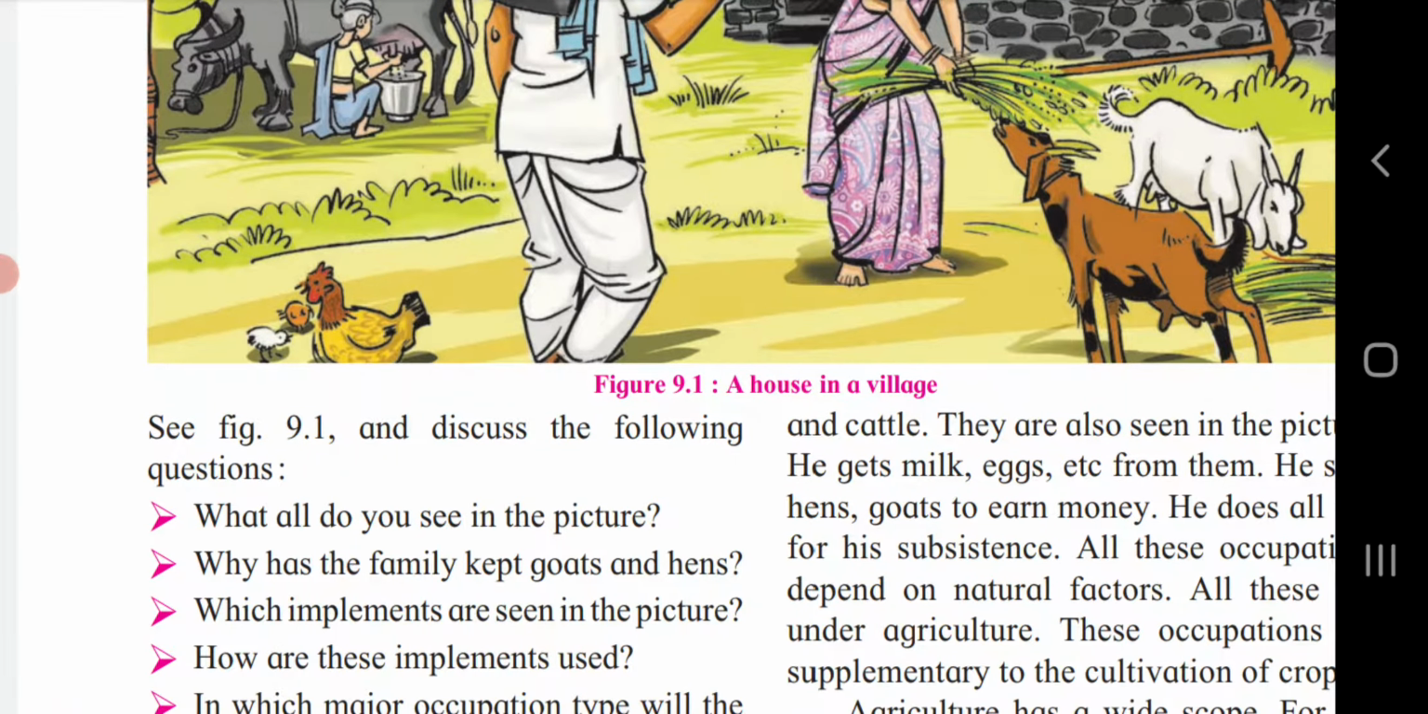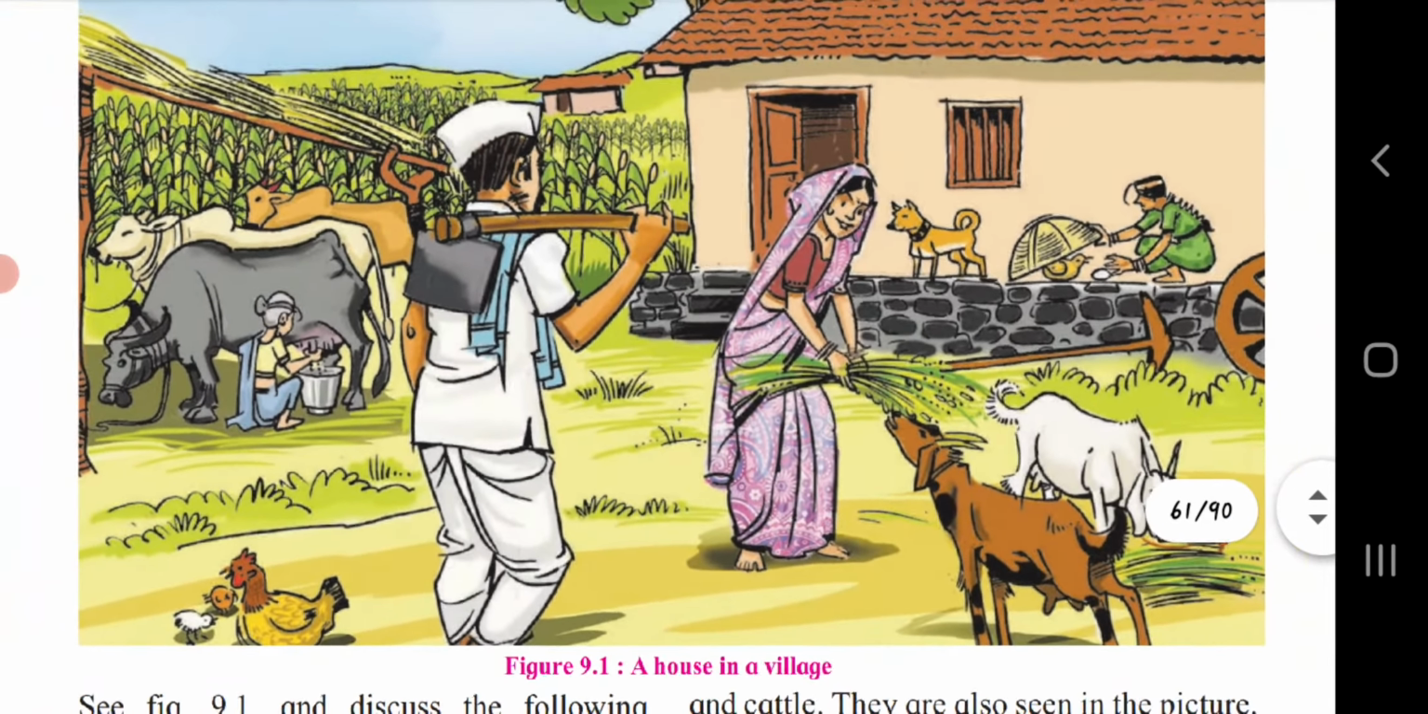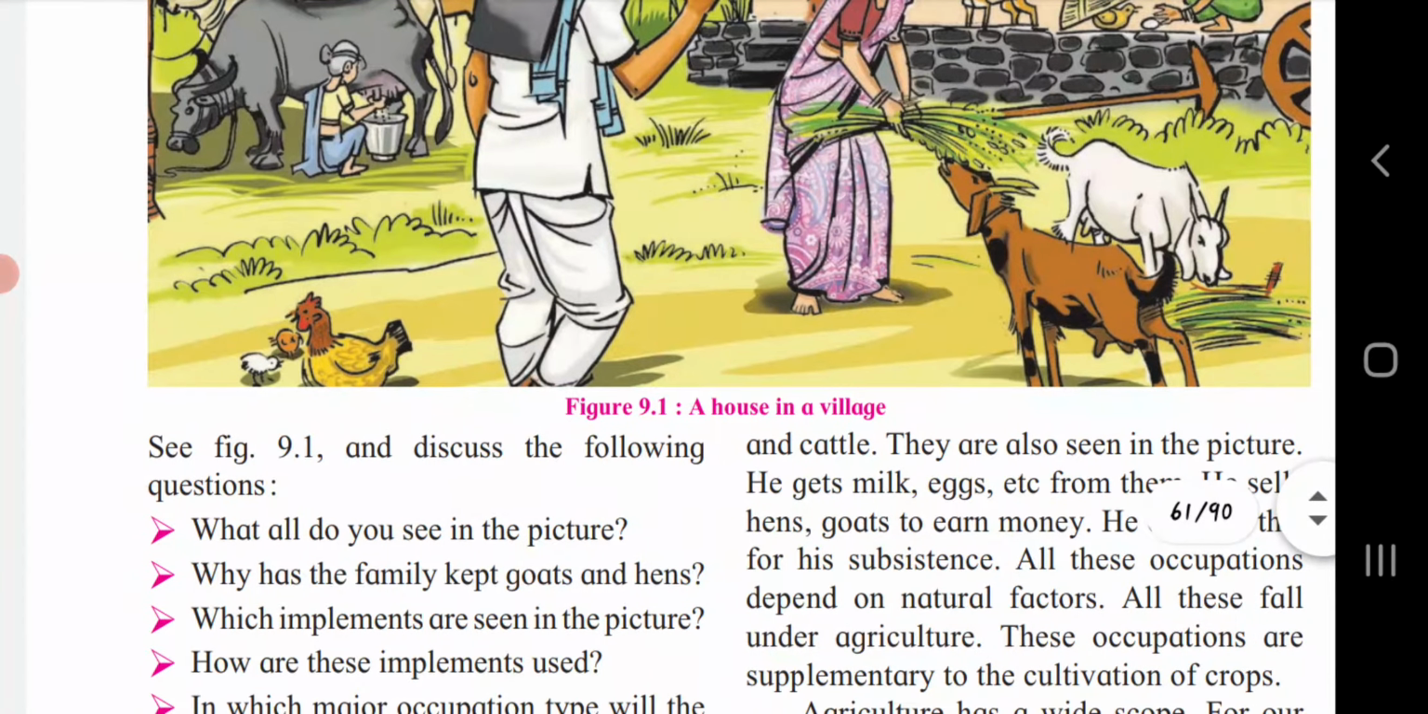First question, what all do you see in the picture? If you see the picture, we can see standing crops, a farmer holding a spade, cows and buffaloes being milked, a woman feeding the goats, a hen along with her chickens, a person collecting eggs which are laid under a basket along with a hen, and a dog sitting outside the house. So all this we can see in this picture.